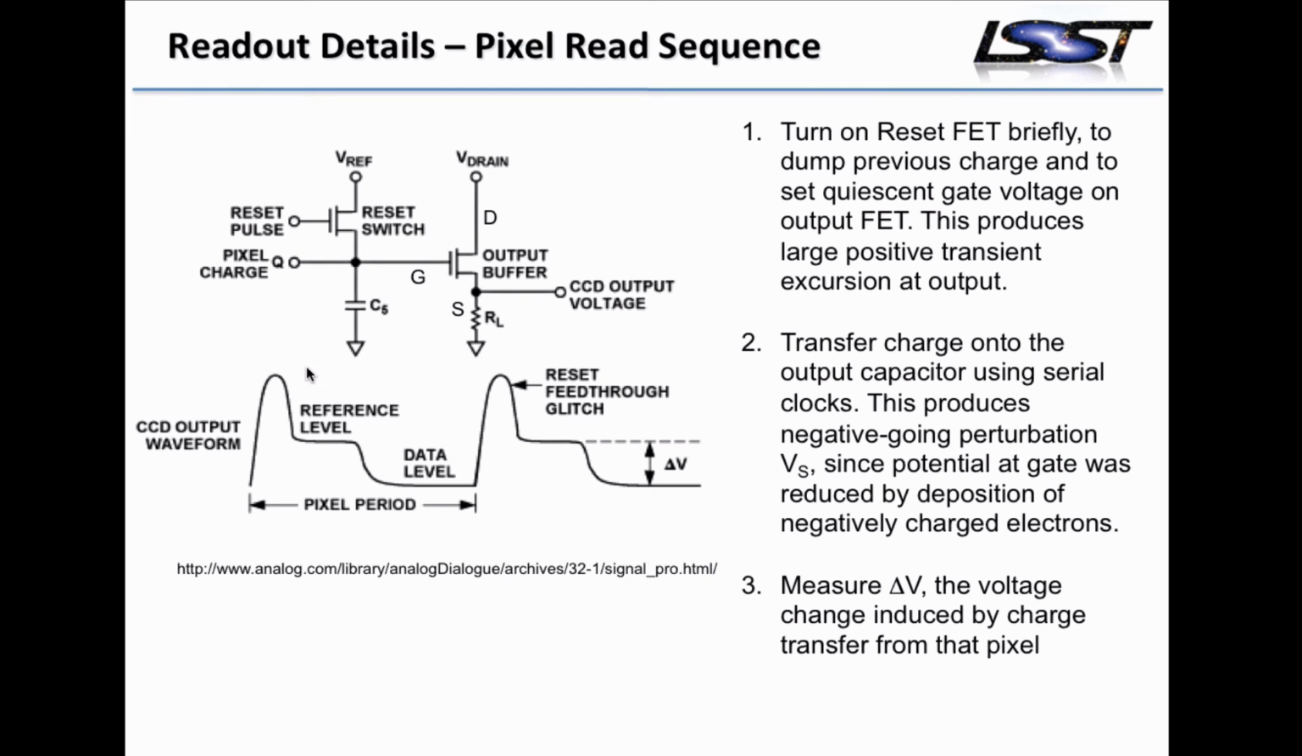So the sequence of reading out a single pixel looks something like the following. Step 1 is turn on that reset FET in the top left corner. That accomplishes 2 things. It dumps the charge from the previous pixel, and it sets the quiescent operating point of the gate. It biases this gate to an appropriate level. Then I dump the charge onto this output capacitor, and that produces a negative going perturbation of the voltage here, because charge is negative, and I measure the voltage change that is induced by that charge transfer.